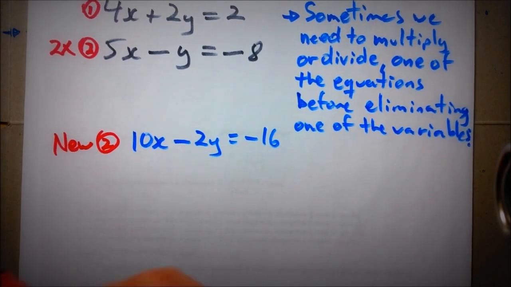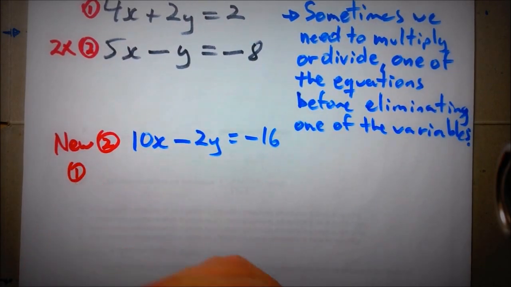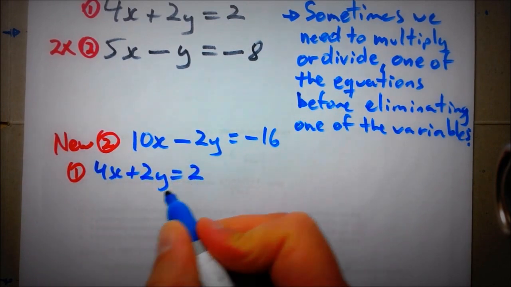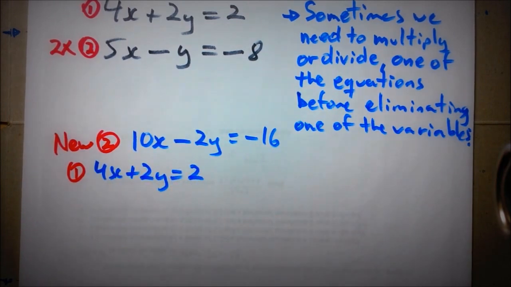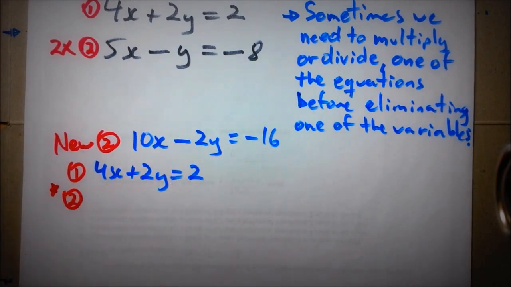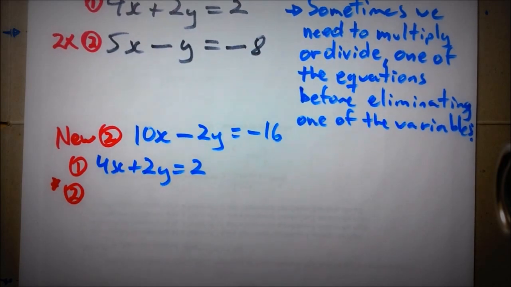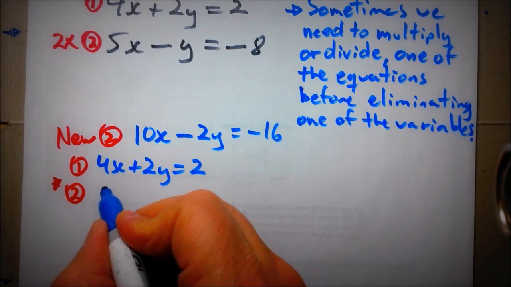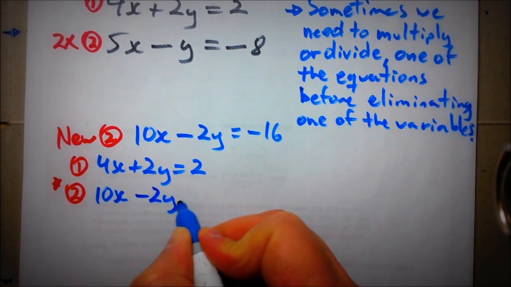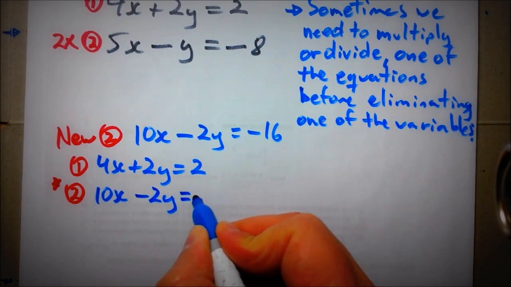Okay, so now we can do the following. Let me rewrite equation 1 again. So we had 4x plus 2y equals 2. And we also have our new equation 2. Let me just put a little star, indicating that it's the new equation 2, but essentially it's the same equation. It's just multiplied by 2. And then we have 10x minus 2y equals minus 16.